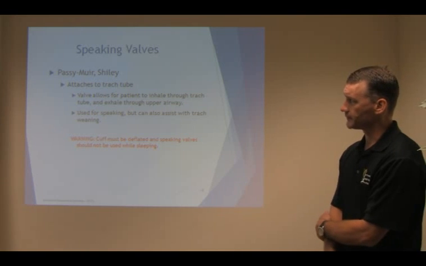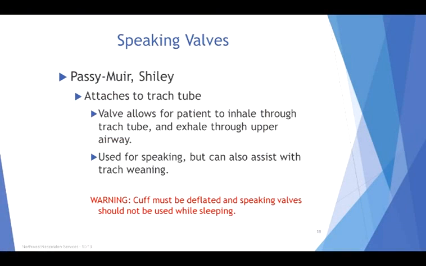The Passy-Muir valve attaches to the trach tube. The valve allows patients to inhale through the trach tube and exhale through the upper airway. Used for speaking, but can also assist with trach weaning.